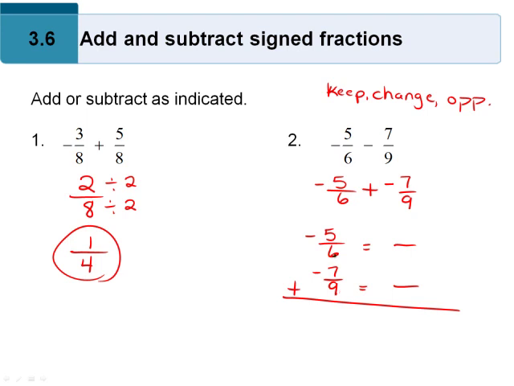What I would do on this, if you can't just tell right away, is start with the bigger denominator, 9, and multiply it by 2. 9 times 2 is 18. And then you check and see, and you say, okay, does 6 go into 18?